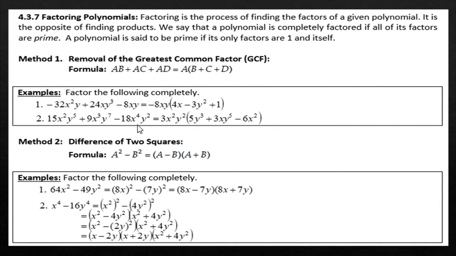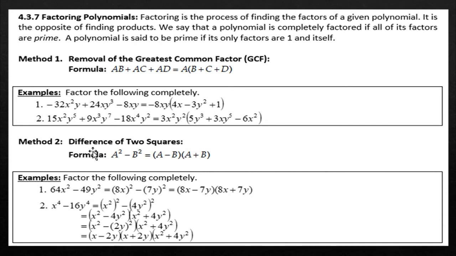Then, last, negative 18 divide 3. That is negative 6. Ang nabilin ni x, duha, so x squared. Ang nabilin ni y, wala na. So, this is the factor na dayon.